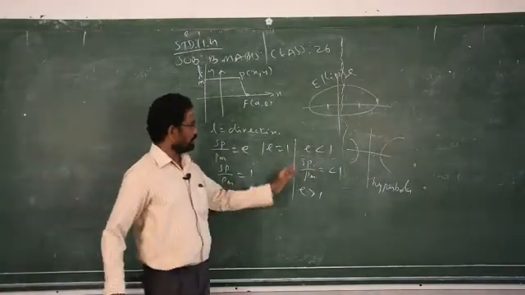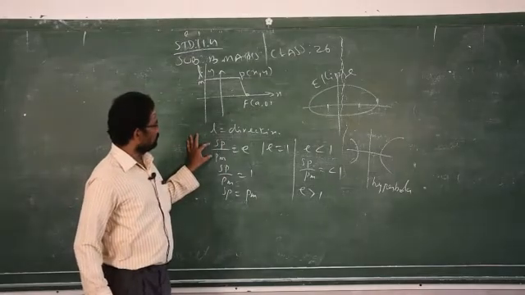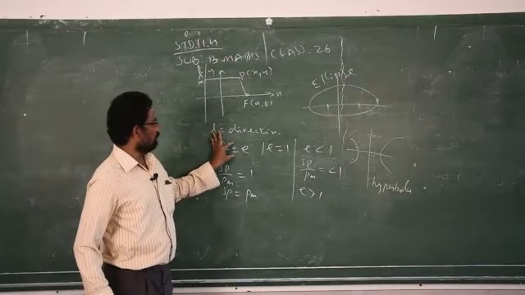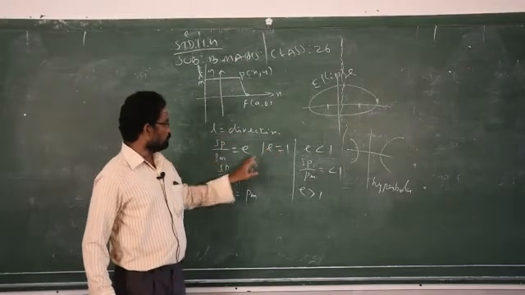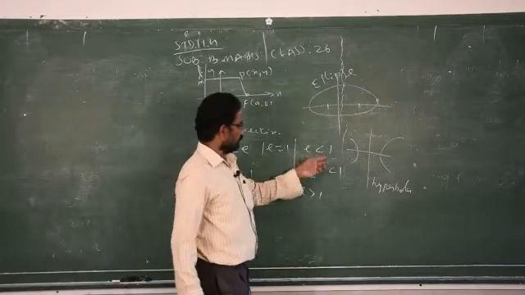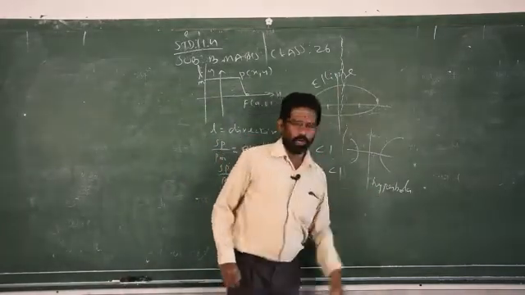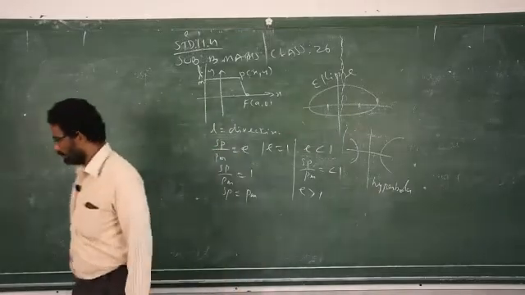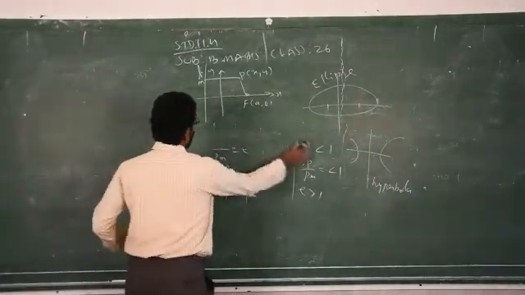Clear? So just for your understanding purpose I said, but the ratio between the two distances will be equal to some constant, that is E. E is called eccentricity. When E is 1, then this represents parabola. When E is less than 1, this represents ellipse. When E is greater than 1, this will go for hyperbola. Clear? Ellipse and hyperbola are not there. Doesn't matter about the two concepts.